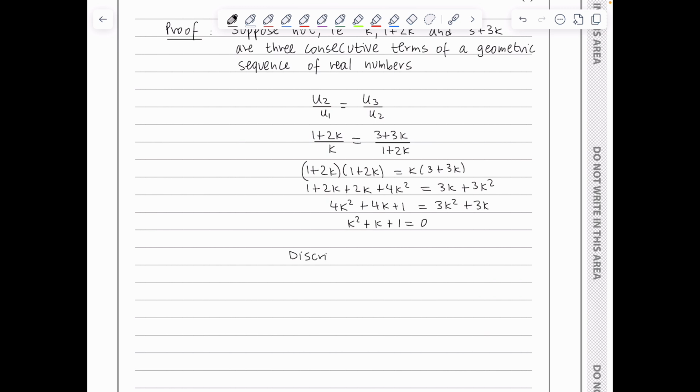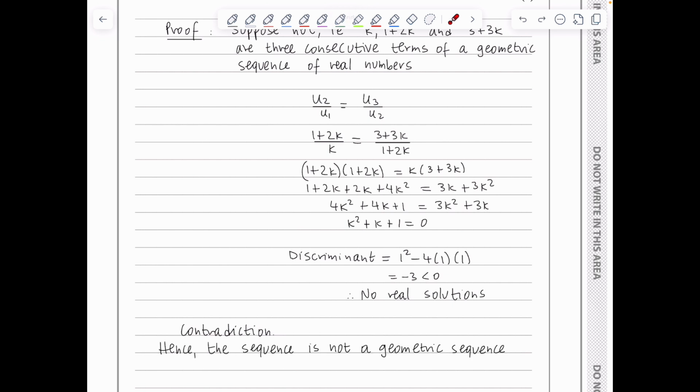The idea is that if the discriminant turns out to be negative, then we can conclude we have no solutions, and therefore this cannot be a geometric sequence. Now the discriminant is b squared minus 4ac, so in our case it's going to be 1 squared minus 4 times 1 times 1, which gives an answer of negative 3, which is less than 0. And therefore we conclude that we have no real solution because the discriminant turned out to be negative. This constitutes a contradiction, and therefore we conclude that the sequence cannot be geometric.